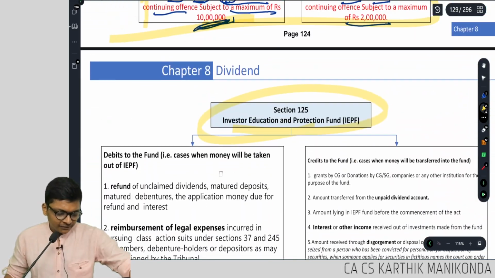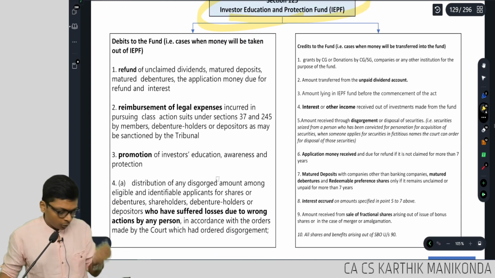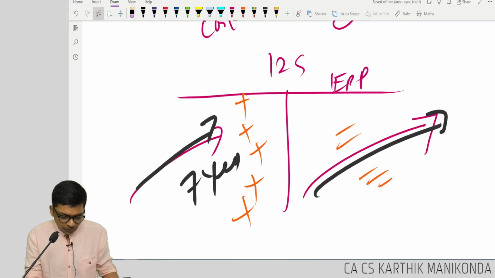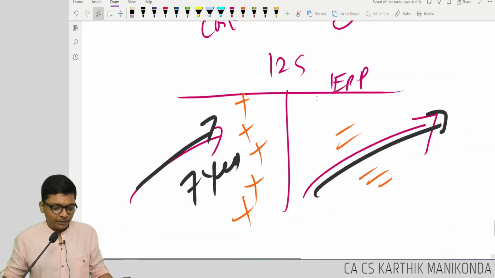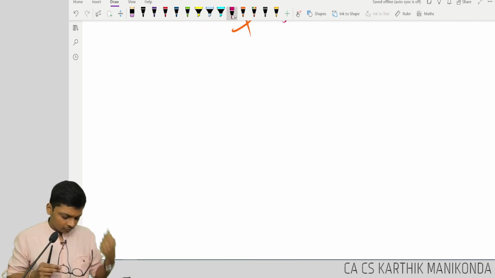Hold on, we'll take doubts on dividends in the end. 125 is done. Now we are going to go to 126, 127. Close this chapter for good and also see questions in this chapter, guys.